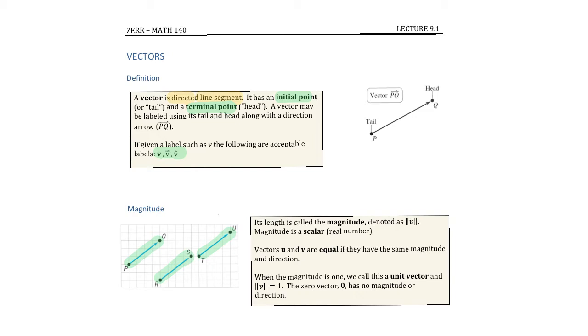Okay, and then the length, that's what we call the magnitude, and mostly that's represented like absolute value. That's how our book talks about it. Usually that's written with 2 upward bars around the name of the vector. So that's the magnitude. And if the magnitude is 1, then that's called the unit vector.